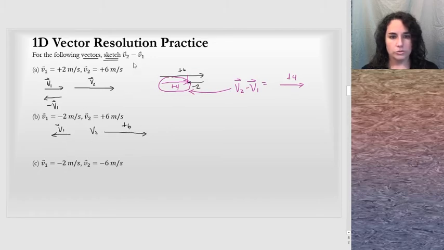So if I want to do V2 minus V1, I'm going to do the negative of V1, which is a positive 2. Negative V1 is positive 2. So I'm going to take the positive 6 and subtract a negative 2, which means adding a 2. Do you all see that? And overall, when I do V2 minus V1, I'm going to get this, V2 minus V1. And you can see that it's going to be a positive 8 meters per second. This is in meters per second as well.